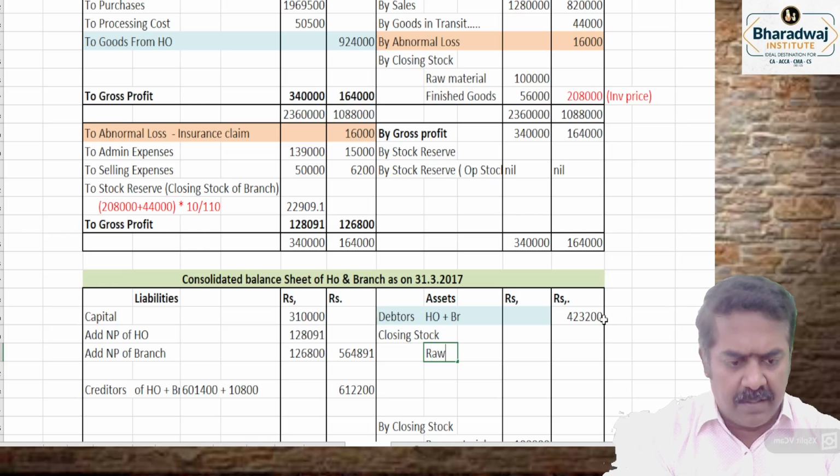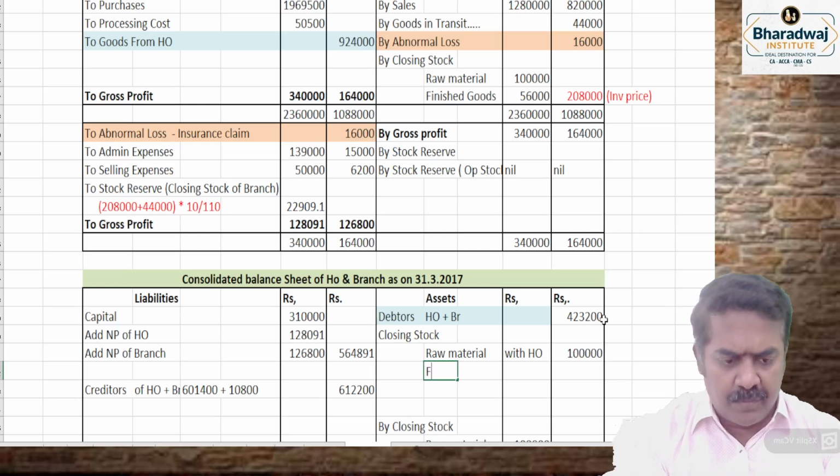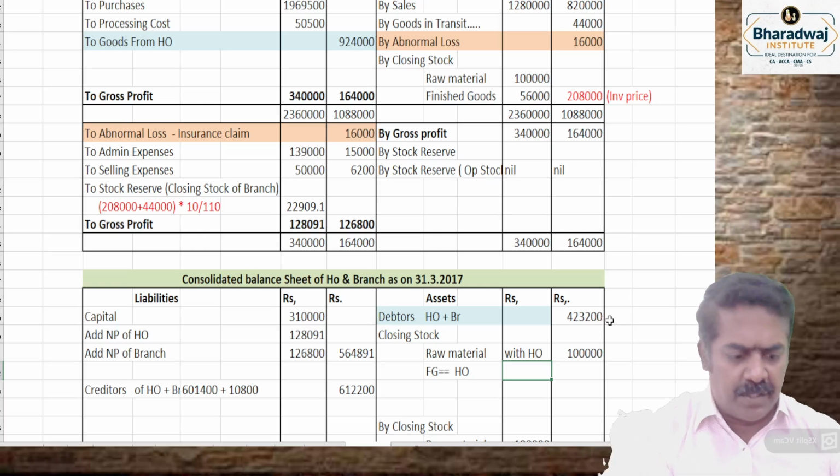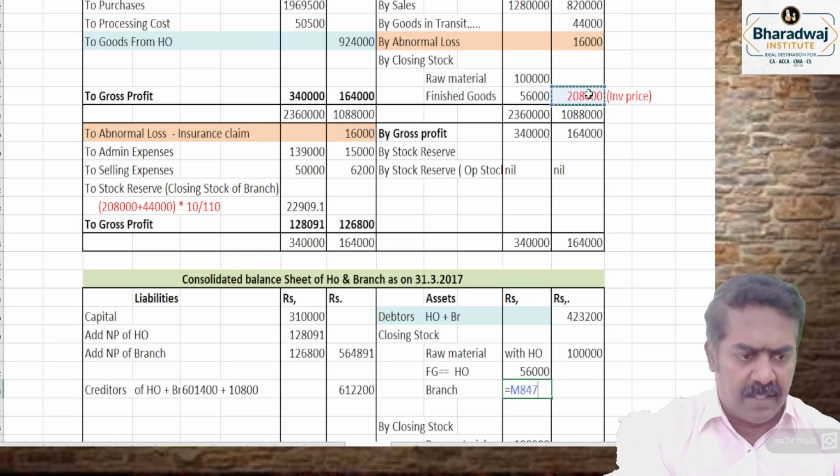of raw material. What is the closing stock of raw material with head office? How much? 1 lakh. Then finished goods means processed goods. Finished goods are there with head office. How much head office finished goods? 6,000. Branch is at invoice price. Branch finished goods are there at invoice price.